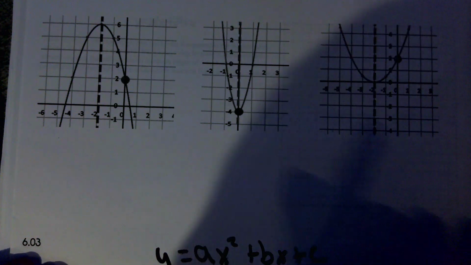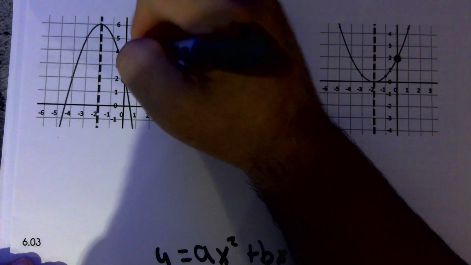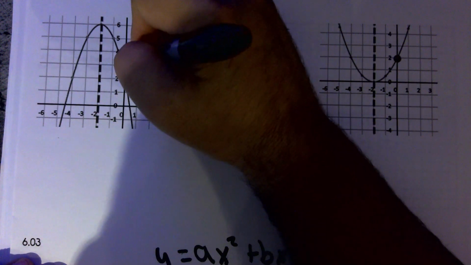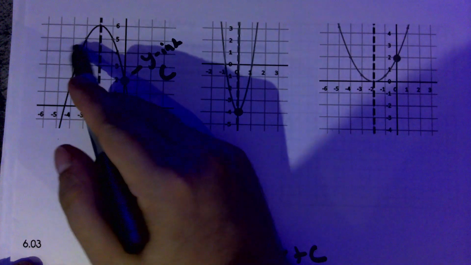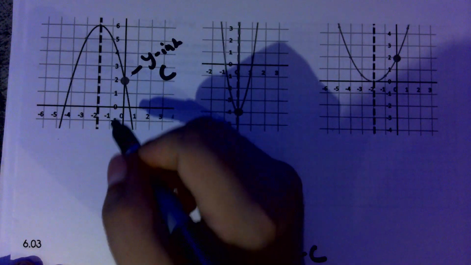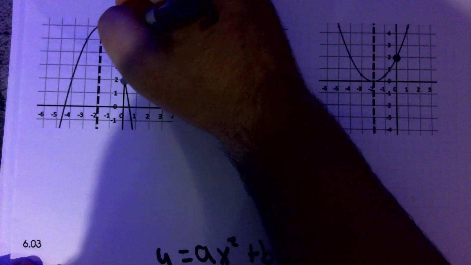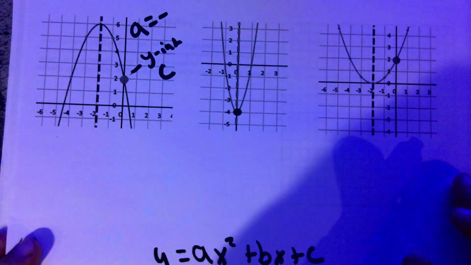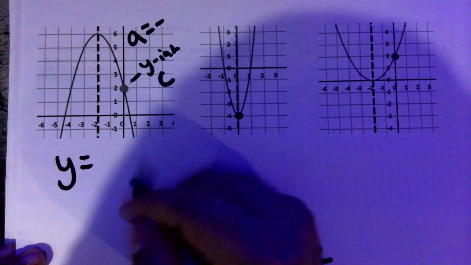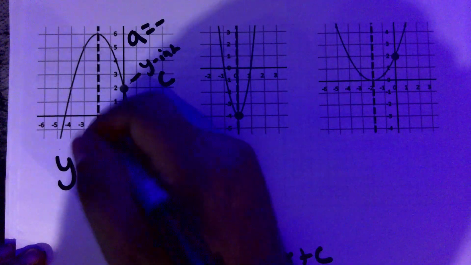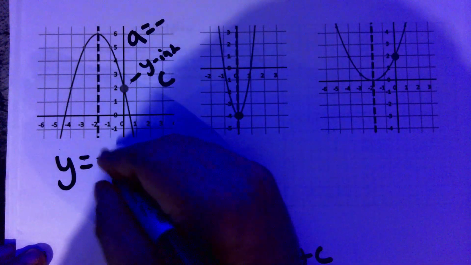The most important feature here is that the y-intercept is our c. So this is our y-intercept, and this is c. We know that a is going to be negative because it's a sad face. So a is equal to some sort of negative value. And now we can start to put it together. So y is equal to some sort of negative value for our x squared. So just make sure that it's negative.